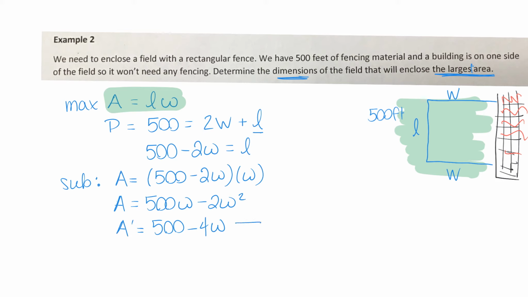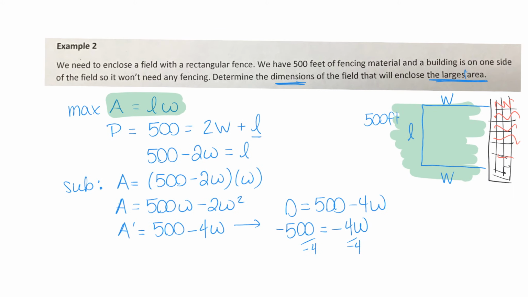Okay? Set that equal to 0. 0 equals 500 minus 4W. Negative 500 equals negative 4W. Divide out your negative 4. And what's 500 divided by 4? 125. So 125, I think we're dealing with feet.